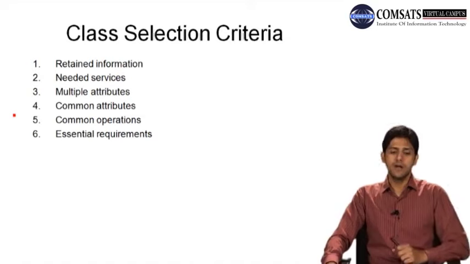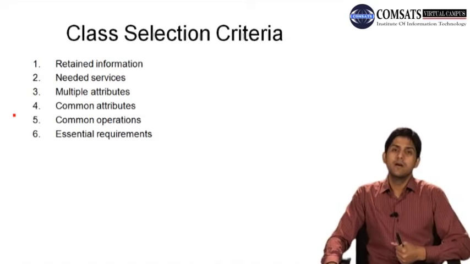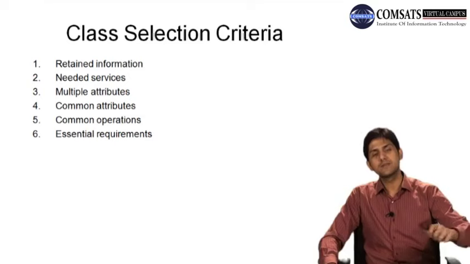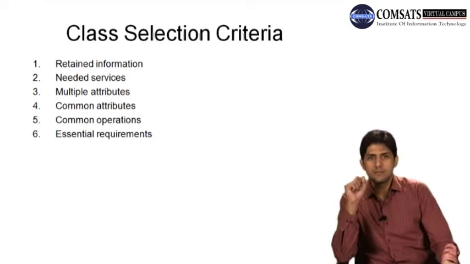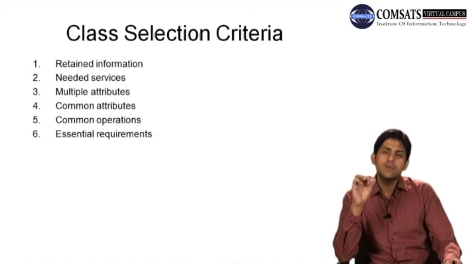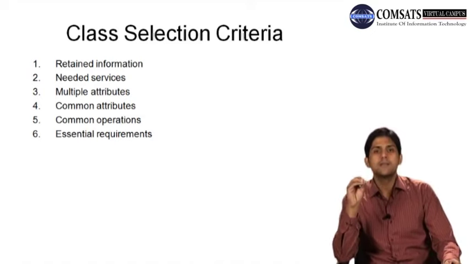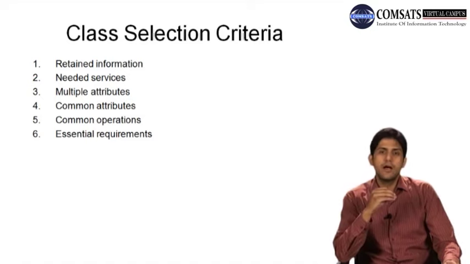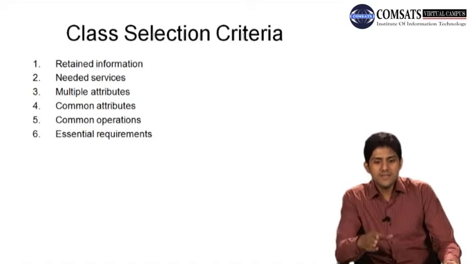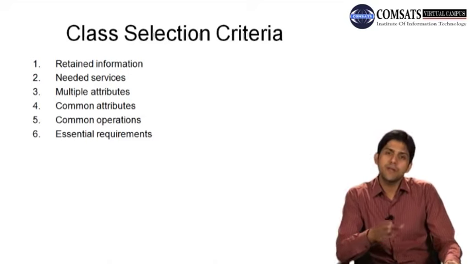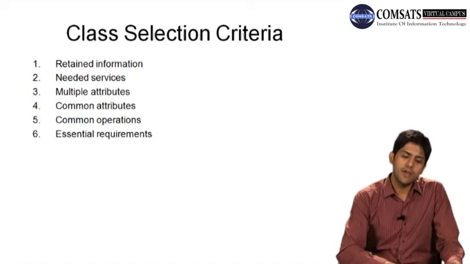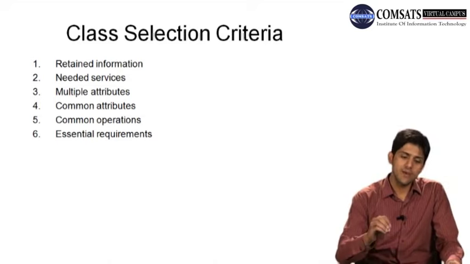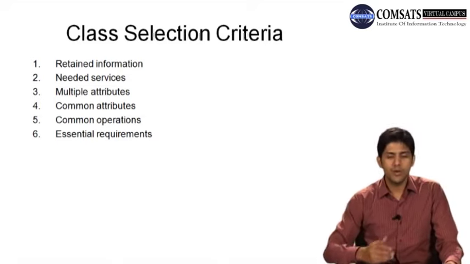Then we come to the class selection criteria. We have said in the previous slides that whenever we identify the classes, we call them potential classes, and we have said that we cannot make every class part of our solution. And why not? Because we have this selection criteria, and there are some potential classes who do not fulfill all these selection criteria. So any potential class that we identify should satisfy all these 6 criteria. So what are these criteria?